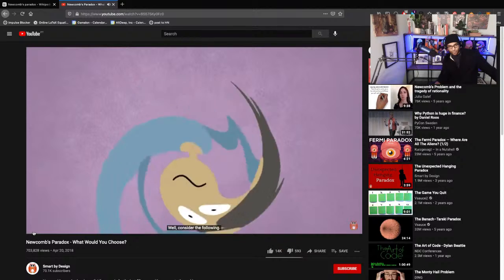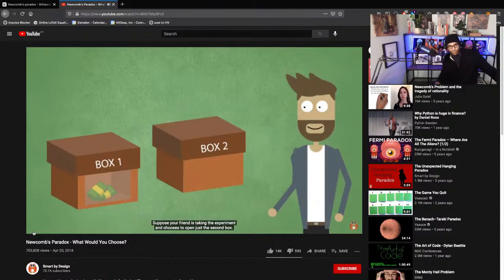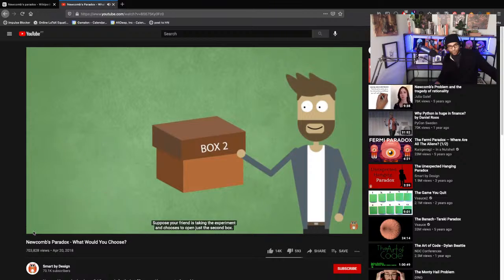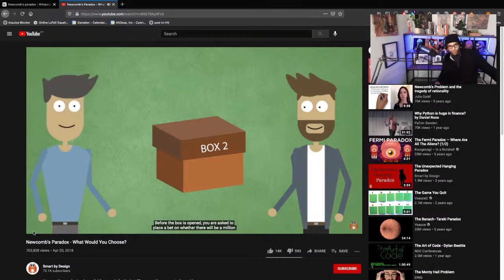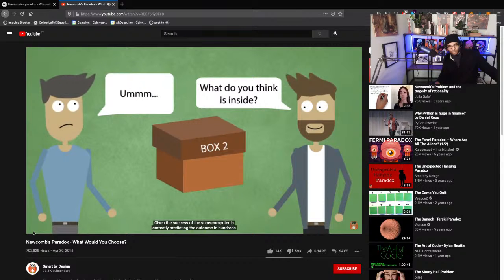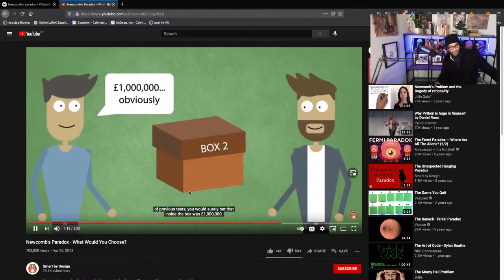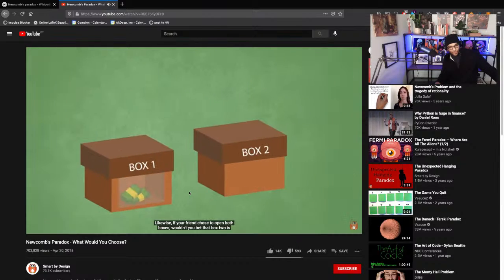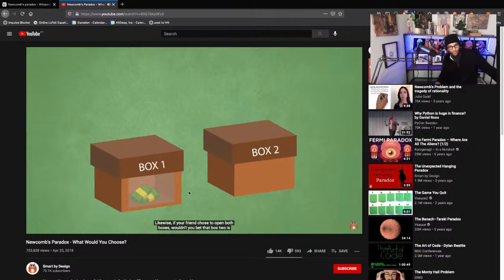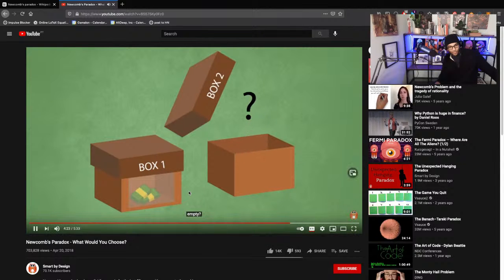Well, consider the following. Suppose your friend is taking the experiment and chooses to open just the second box. But before the box is opened, you are asked to place a bet on whether there will be £1,000,000 inside. Given the success of the supercomputer in correctly predicting the outcome in hundreds of previous tests, you would surely bet that inside the box was £1,000,000. Likewise, if your friend chose to open both boxes, wouldn't you bet that box 2 is empty?